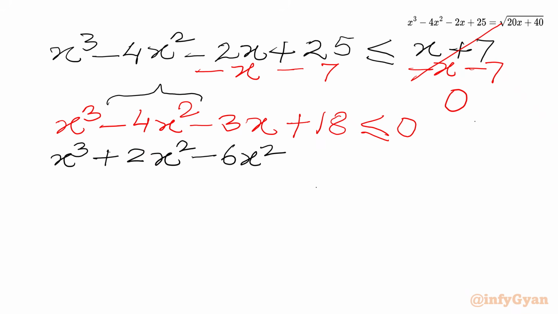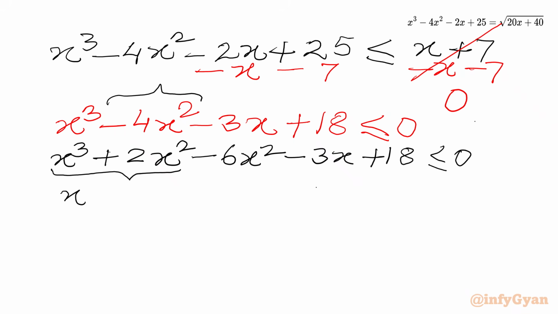Plus 2 minus 6 is minus 4. Minus 3x plus 18 should be less than or equal to 0. Now we have x square common from these two terms. So we will write x square is common. In the bracket there would be x plus 2.